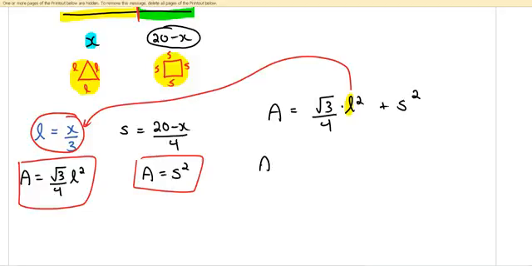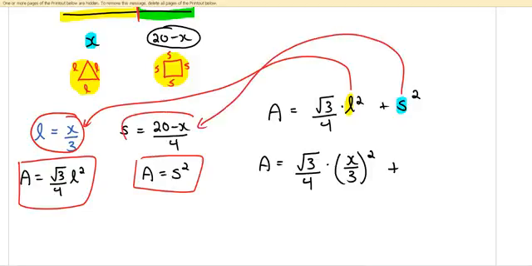So area is equal to root 3 over 4 times bracket x over 3 squared plus, and then ask yourself, what does s equal to? Well, s equals to this expression right here. So that's going to be 20 minus x divided by 4, bracket, bracket, all squared.